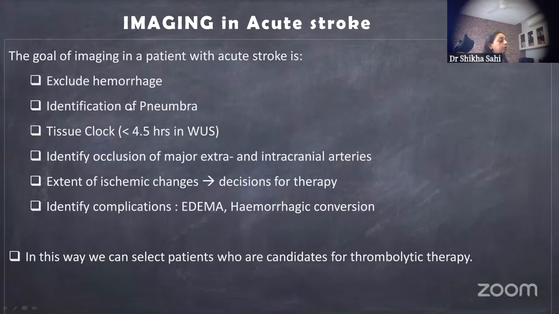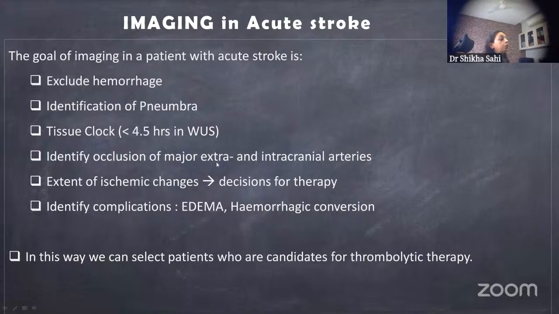So after you have assessed the patient, the next step is imaging in the patient. So the goal of imaging, most important, is to exclude the hemorrhagic stroke. And other part is in patients who are coming out of the conventional windows for reperfusion, identification of the penumbra by penumbral imaging, functional neuroimaging. Tissue clocking. Tissue clocking means that in wake-up strokes, using the diffusion-weighted FLAIR mismatch, we are able to identify patients in which the stroke is less than 4 hours of duration.